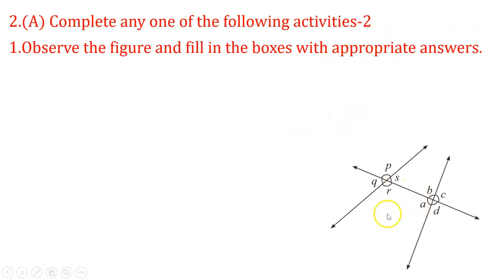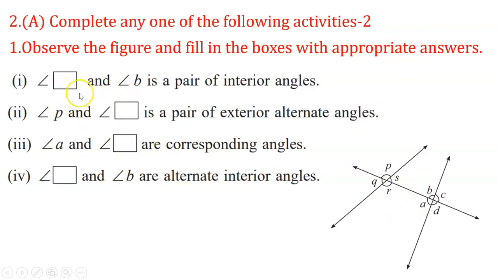Okay. Now see this here figure. These are the boxes. First, that is a dash dash angle, and angle B is a pair of interior angle. म्हणजे इथे इंटिरियर अँगल आपल्याला शोधायचा आहे B चा. Which is the interior angle for the B? Angle S is the interior angle for the B.